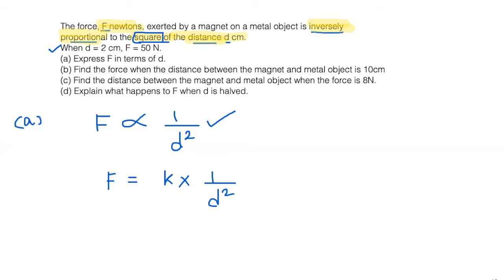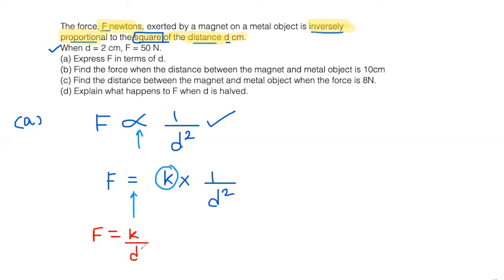Whenever we remove the proportionality sign, we bring in a proportionality constant. This is called the constant of proportionality, which I have told you in the previous lesson also. So when you remove the proportionality sign, you bring in an equal to and a constant of proportionality. This k is the constant of proportionality. Because it is inversely proportional, I have taken 1 upon d square. Let's go ahead. The equation will be F is equal to k upon d square.